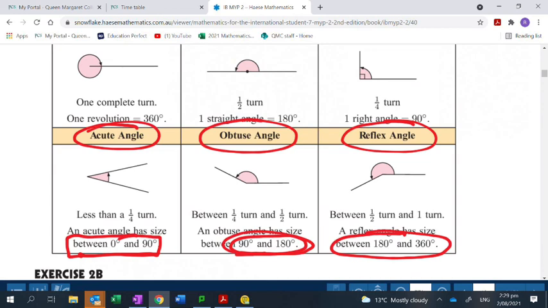Reflex is just the other side. Shh. Ladies, you're messing up my recording, kids. Now, you must know all of these. You will be asked to define what kind of angle this is, and then you will be asked to measure it. So you must know the names. Got them?